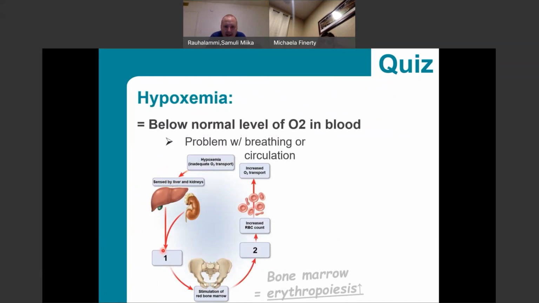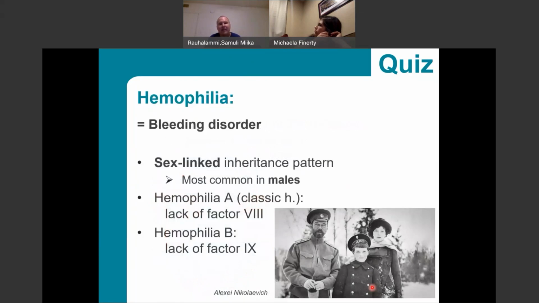So in response to that, your bone marrow will start to promote erythropoiesis. So your bone marrow promotes making new blood cells. And that's all you need to answer in that question. It just asks you to recognize that if you have hypoxemia, your bone marrow will make more red blood cells, any types of blood cells.